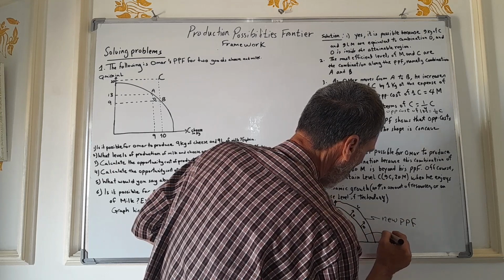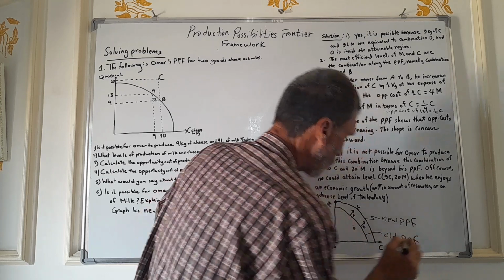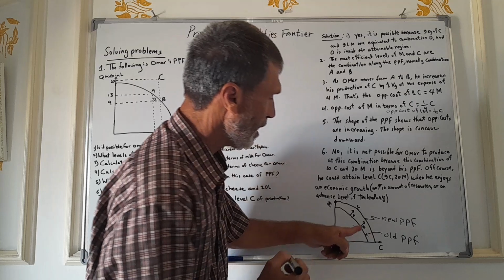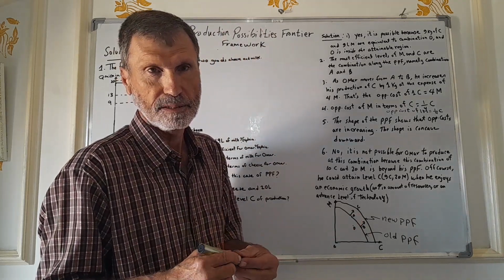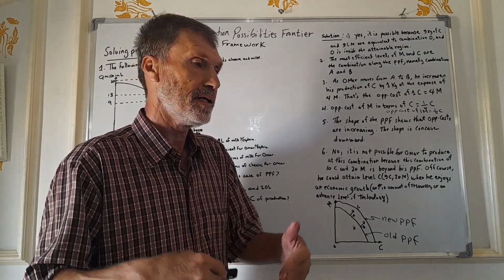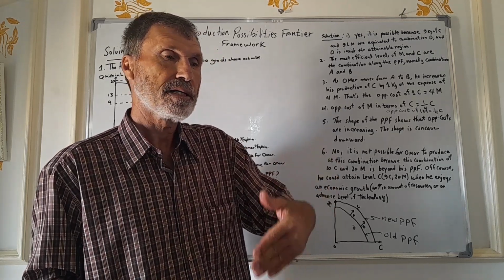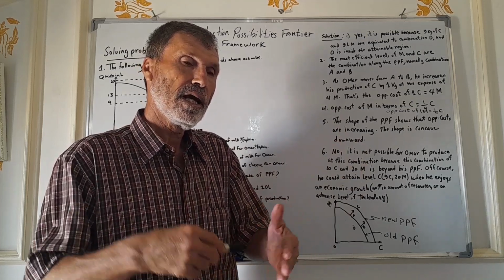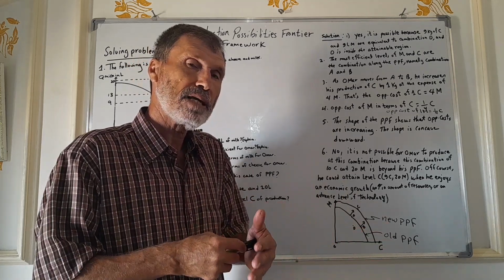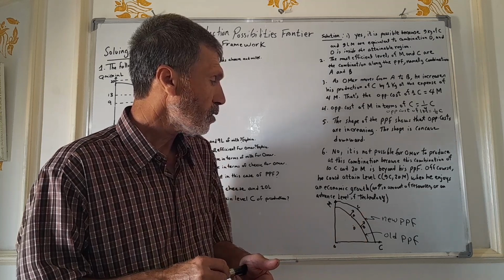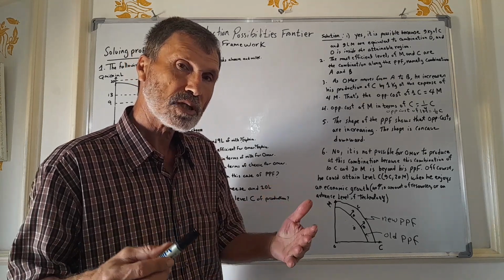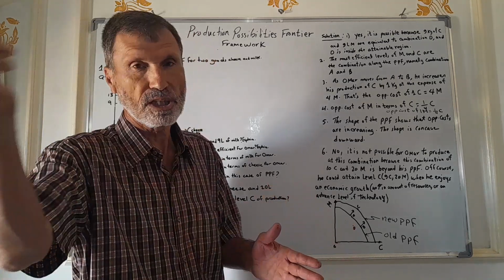And this here is the old PBF. So with the new PBF, as you can see, he is able to produce C. Because with the new PBF, he has already attained either an increase in technology, an advanced level of technology, or more resources, then he is able to reach point C. This means that he has economic growth, and with economic growth, the expectation is that the PBF will shift outward.